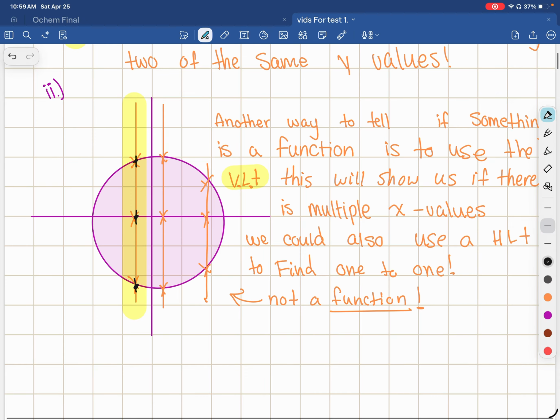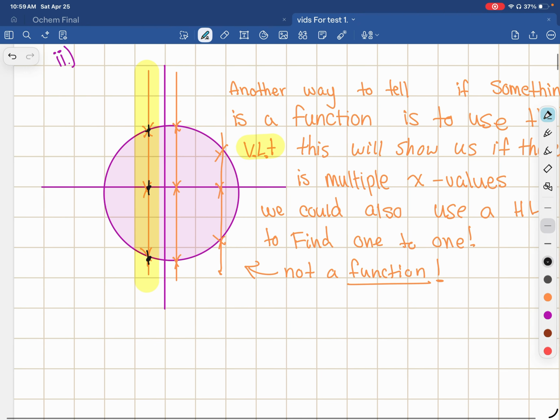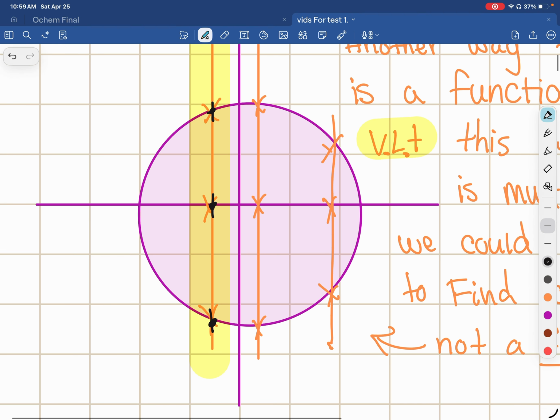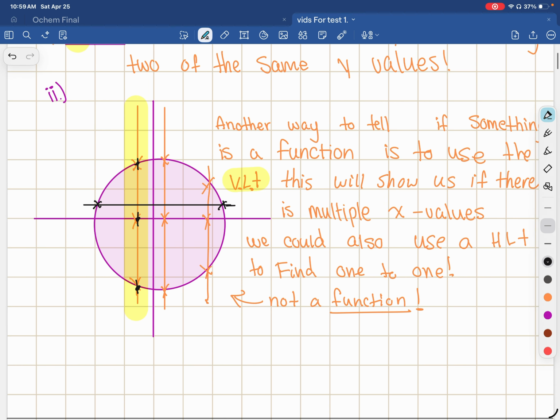And let's say we had another graph and we wanted to see if it's one-to-one, we can use something called the HLT, which is the horizontal line test. Obviously this isn't a function, so we wouldn't have to do this, but just for example, if we run a horizontal line here, we get 2 points. That means different x's share the same y value twice. So that would make it fail the horizontal line test.